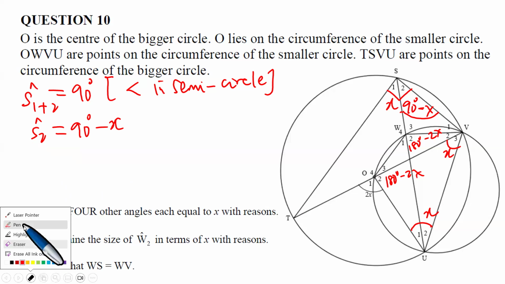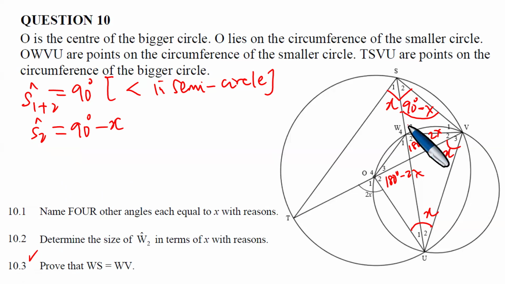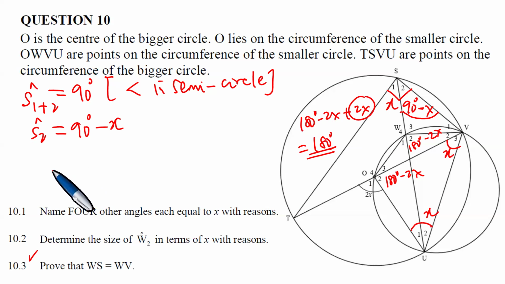Okay, that's fine. I want us to test this. Because they must add up to 180, the W3 and W2. If this one is already 180 degrees minus 2x, what can we add to get 180? If we add 2x, what do we get? 180. Okay, so take a look. You can say, for instance, the angle W3 is equal to 2x. Why is that the case?